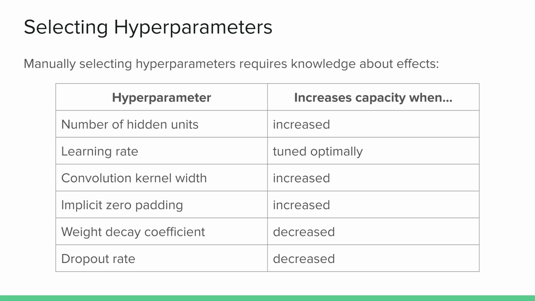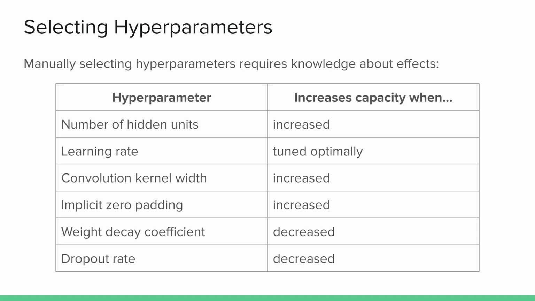Implicit zero padding is what we've seen before: if you have an image, you pad around it to make sure that you're always seeing all of the data and not losing some information. So obviously you're increasing capacity when you're doing this.